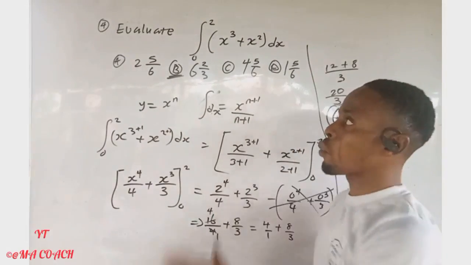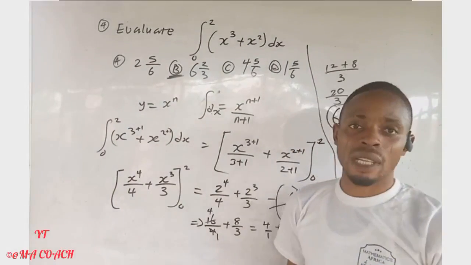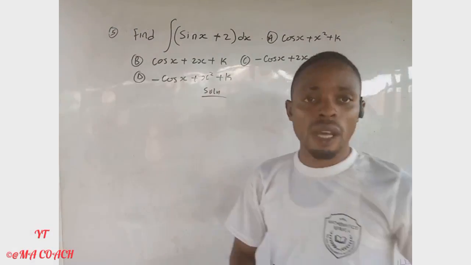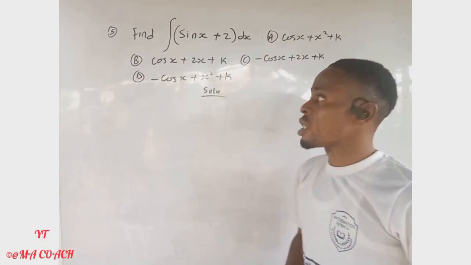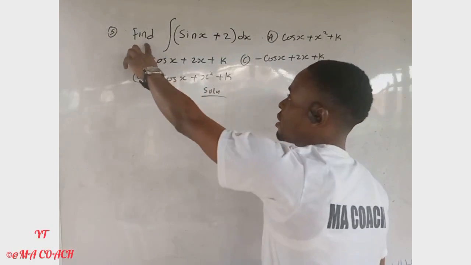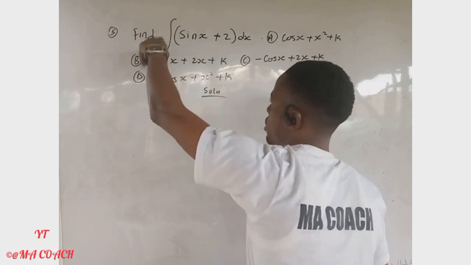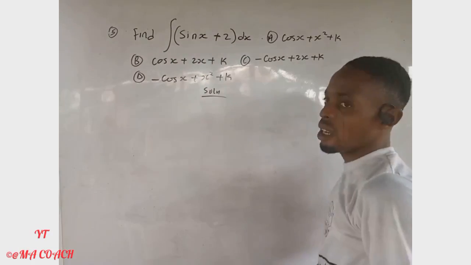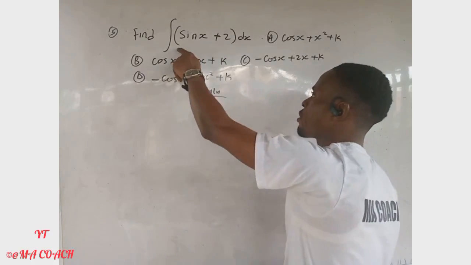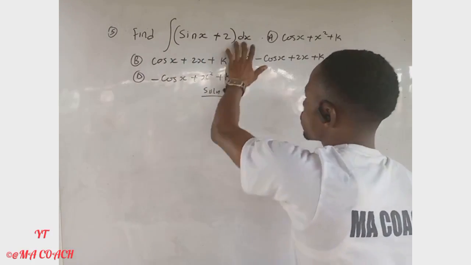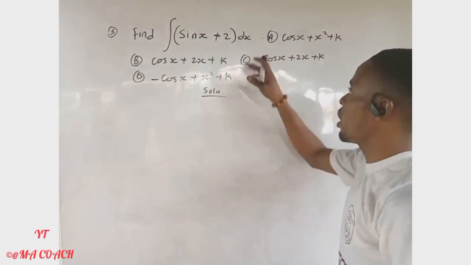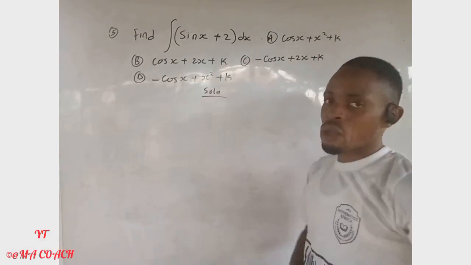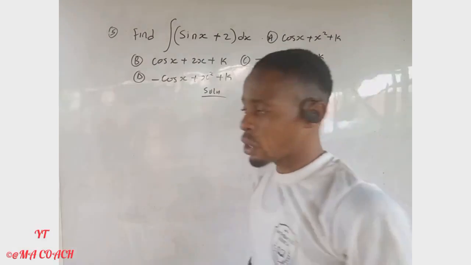Okay. So let's move to question 5 of today's calculus class. Okay, guys, you're welcome back. This is question 5 for today's class. So this question 5 states: find the integral of sine s plus 2, ds. So it means that we want to integrate what we have here with respect to s. And here we have our options A, B, C, and D. So how do we solve this question? This question is very simple.